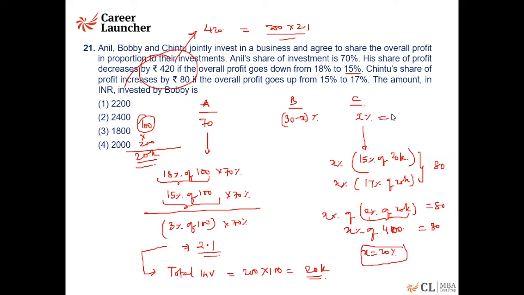So we get the answer as 20. If this is 20, this must be 10. And we know the total investment is 20K. Hence, the investment made by Bobby is 10% of 20K, which is equal to rupees 2,000. So the correct answer is 4.